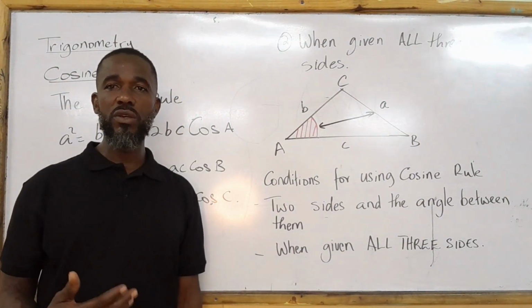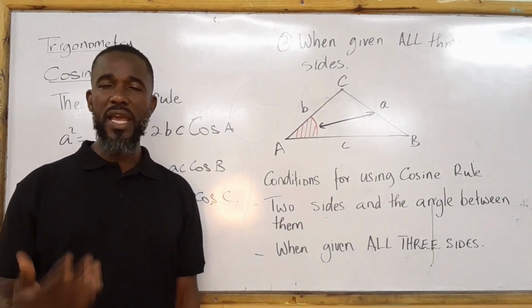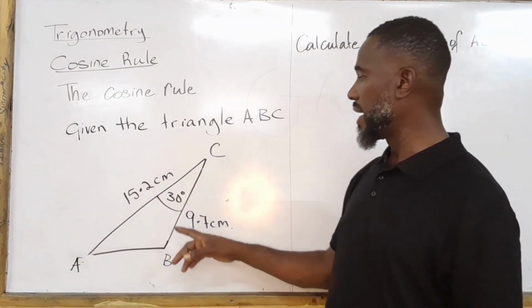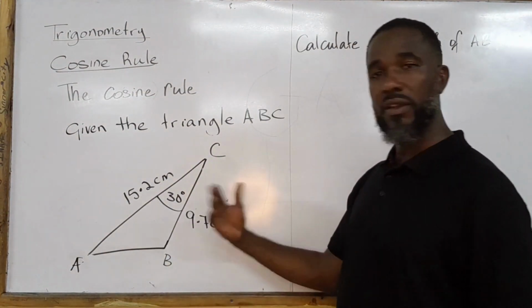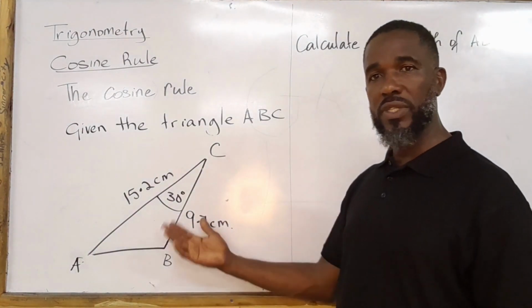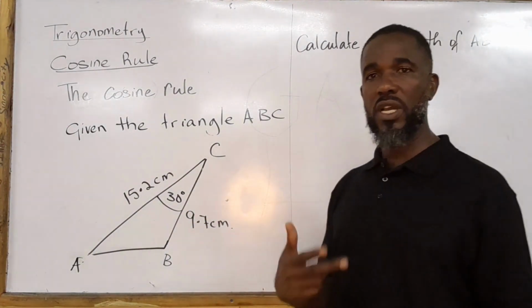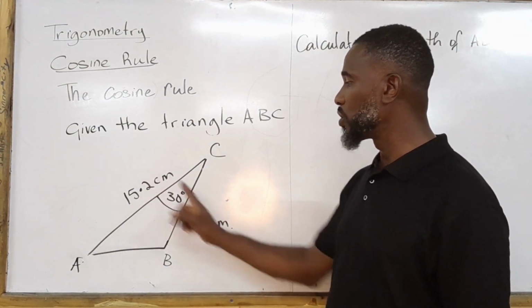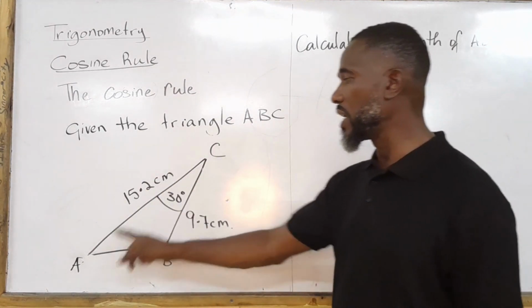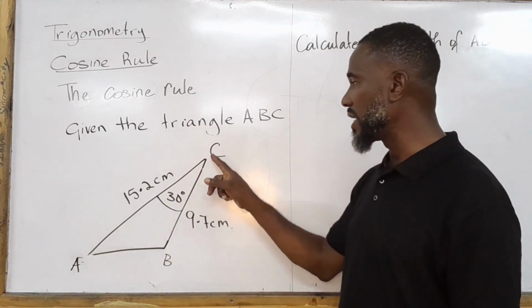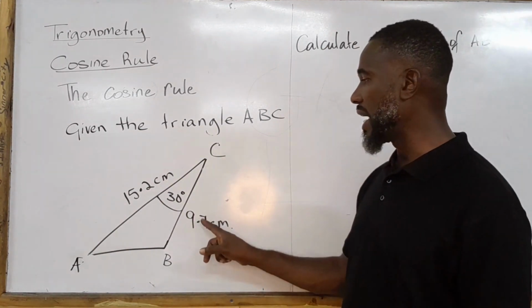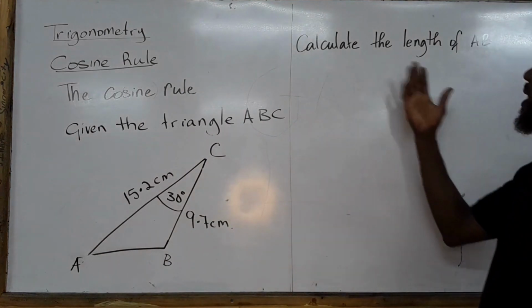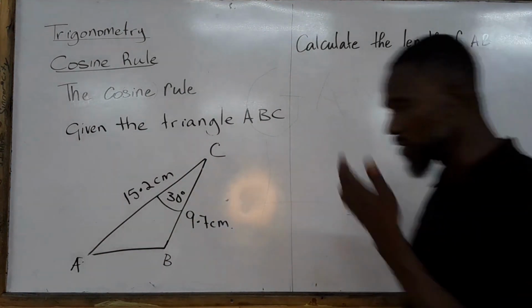What we'll be doing now is going into some examples where we apply the cosine rule. We are given the triangle ABC, and remember again, the angles and the sides are opposite to each other. The cosine rule is used whenever we are given two sides and the angle between them. So here we are given side AC, side BC, and the angle C. It says calculate the length of AB, so that's what we are going to be doing.